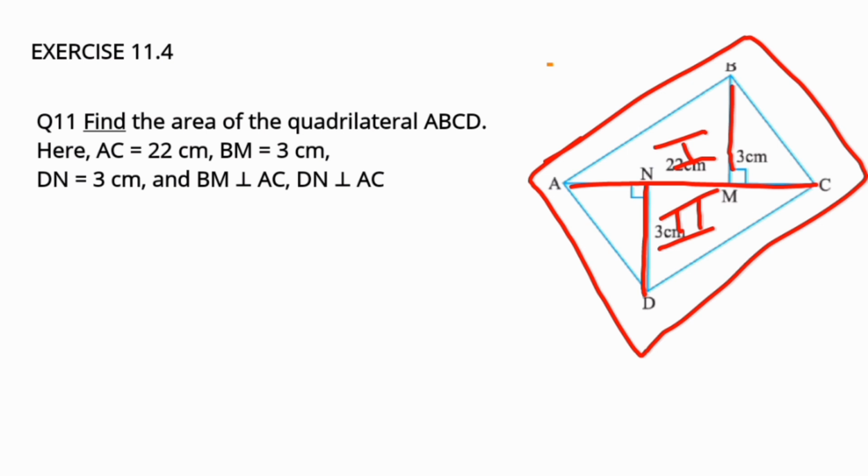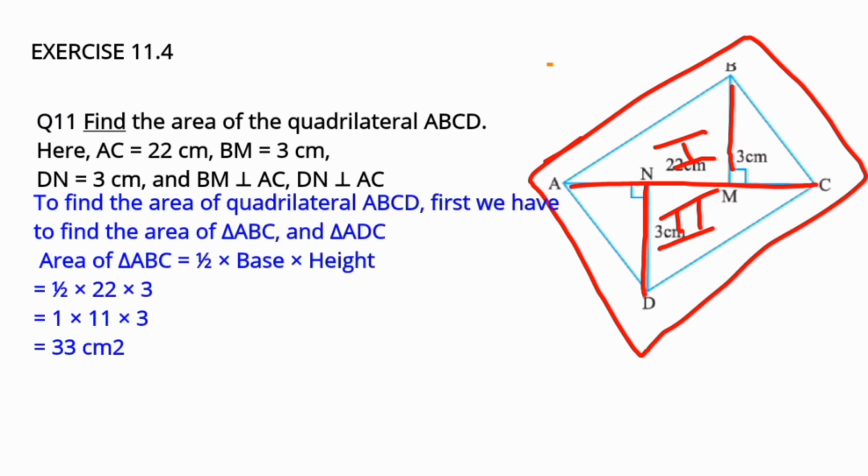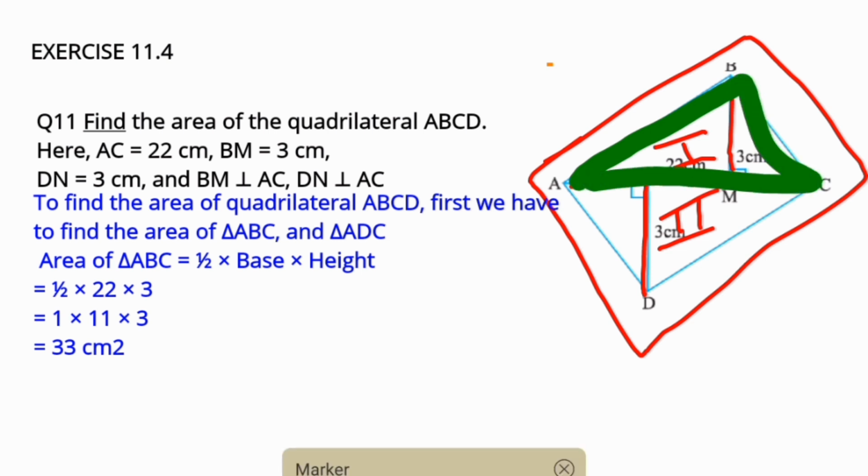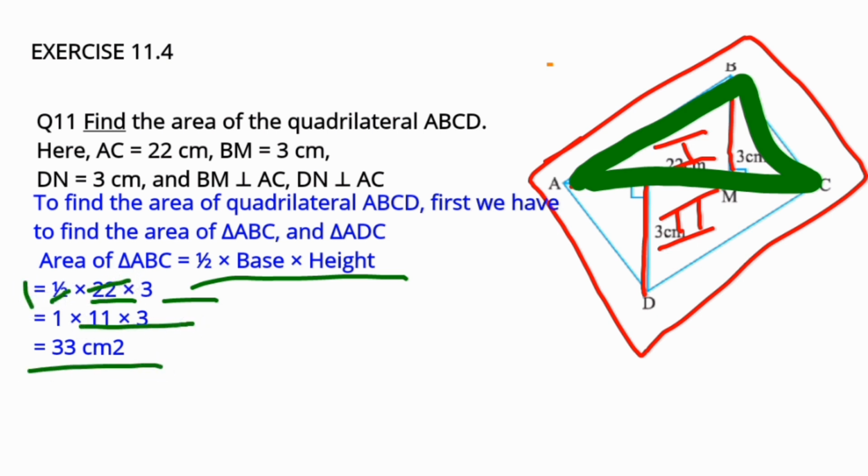So let's do it. Find the area of triangle ABC, this one triangle ABC. So we'll use the formula of area of triangle, half base into height. Base is given to us 22 and height is 3. So we'll cancel it with 2, 2 ones are 2, and 2 11s are 22. So 11 into 3, 33 centimeter square is the area of the first triangle.